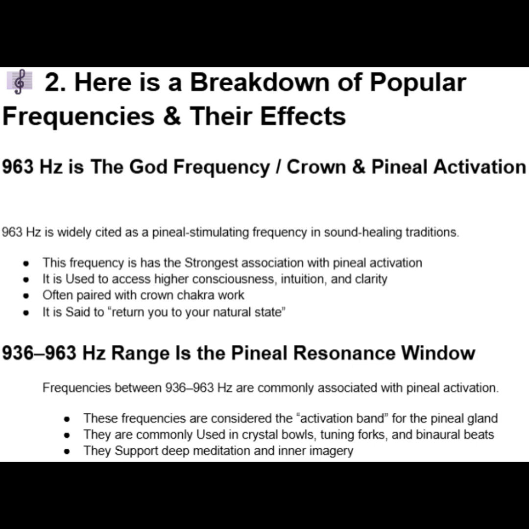936 to 963 Hz range is the pineal resonance window. Frequencies between 936 and 963 Hz are commonly associated with pineal activation. These frequencies are considered the activation band for the pineal gland. They are commonly used in crystal bowls, tuning forks, and binaural beats. They support deep meditation and inner imagery.